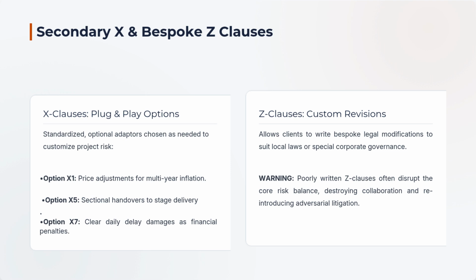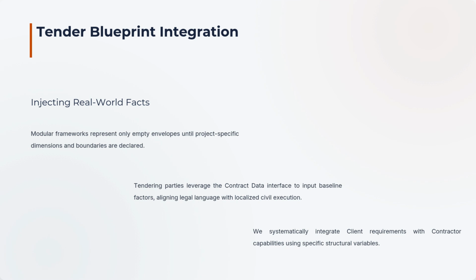Now, there is one more special type of option you will see on almost every live project: the Z clauses. Z clauses are additional conditions of contract. They allow the client to write completely bespoke, custom amendments that aren't found in the standard NEC text. While they are highly useful for tailoring a contract to local laws or specific corporate governance, poorly written Z clauses can destroy the collaborative spirit of NEC and reintroduce adversarial risk. Use them with extreme caution.